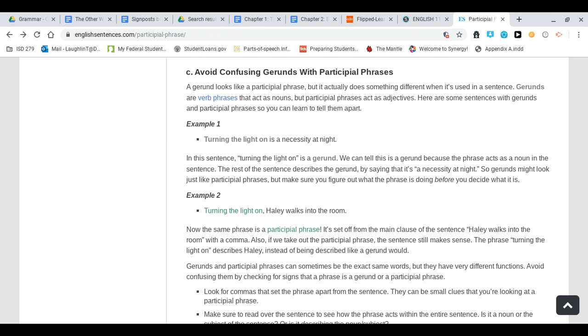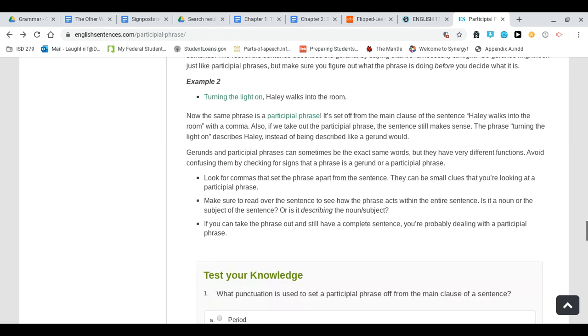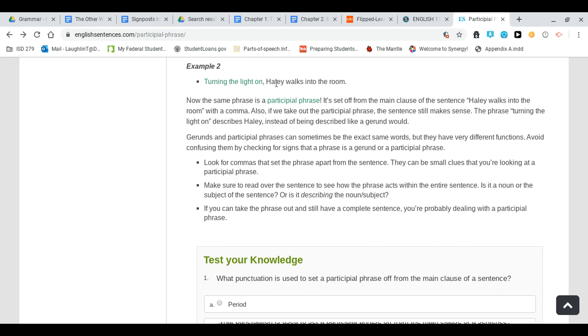If you want to make sure that you're writing a participial phrase, take a look at example 2. We have our subject, who is a person that's doing the walking. So we have Haley walks into the room. That's our independent clause. But our participial phrase, again, turning is normally a verb. So we have a phrase here that's modifying what Haley's doing. So turning the light on, comma. So we know it's either a gerund or a participial phrase. So we can look at the beginning. Does it begin with a word that's normally a verb, and does it describe the noun? Yes on both ends. So we have a participial phrase.